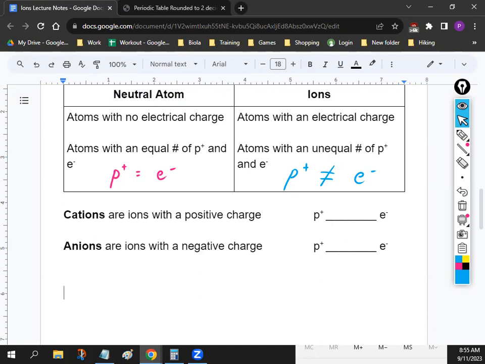And that's pretty much what we're going to be talking about today. We're just going to be learning about, hey, how do we know if something's going to be positive or negative charged?